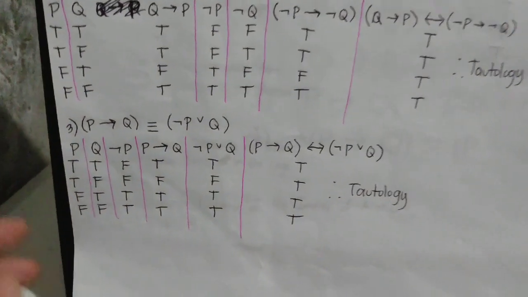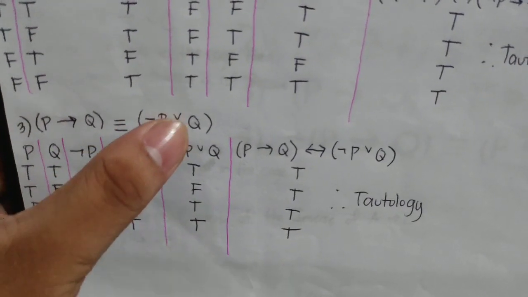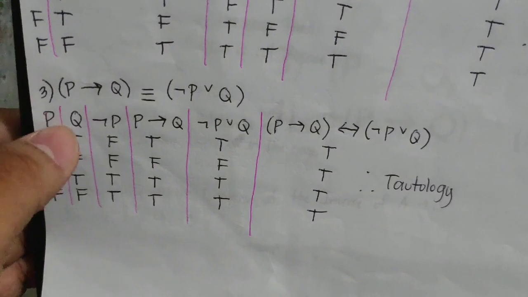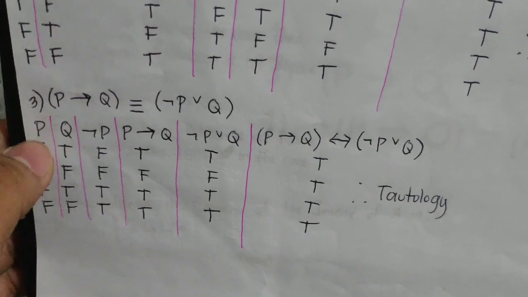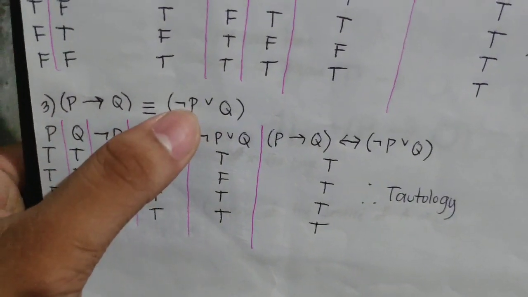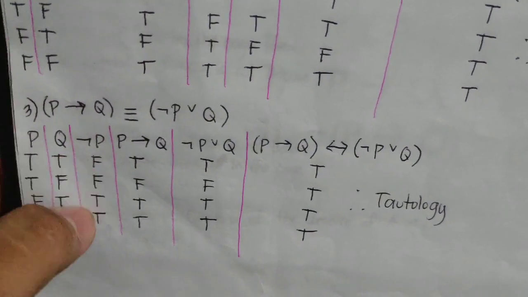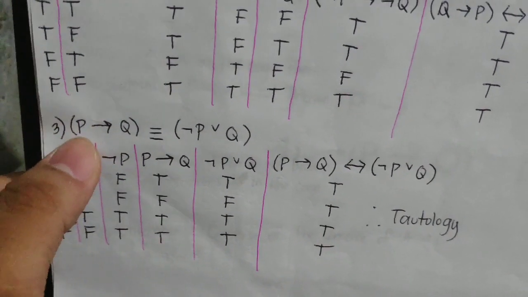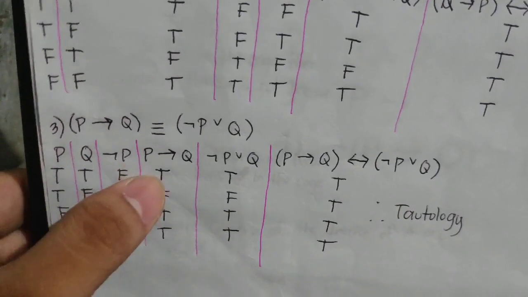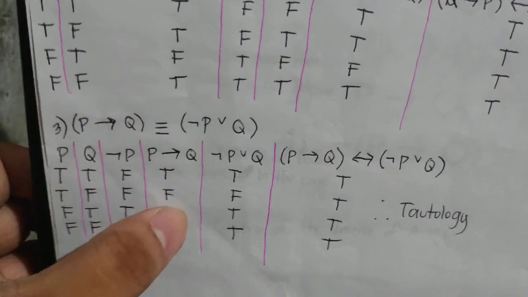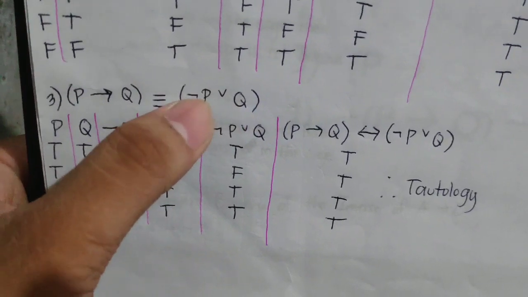Now, for number 3, we have P implies Q, which is logically equivalent to the negation of P or Q. So again, write the truth values for the initial primitive propositions. We have P and Q. It is vital that we need the negation of P, therefore the truth value for the negation of P is provided by this column. Then you have P implies Q. So you will look at the primitive propositions: true, true, therefore true; true, false, false; false, true, true; false, false, therefore true. And then you will have the disjunction of the negation of P or Q.